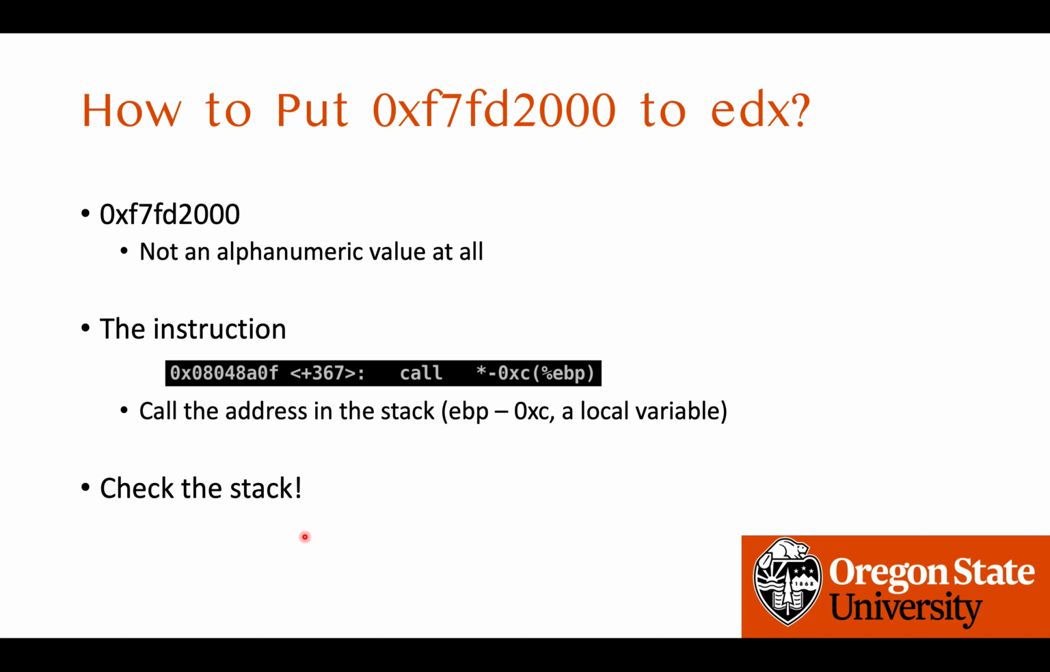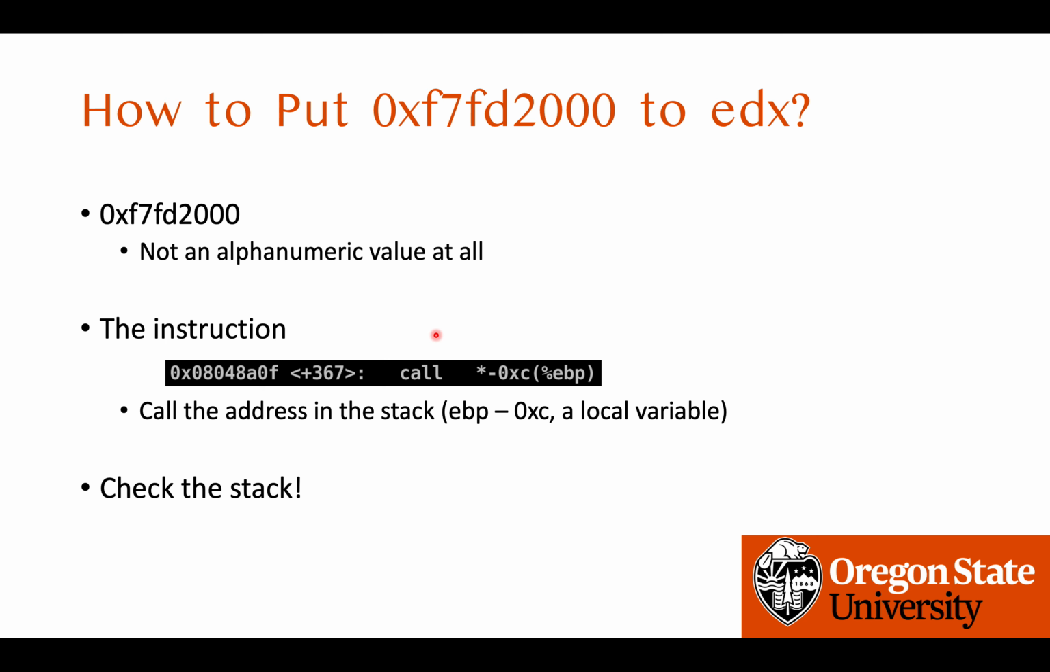Then it's also problematic because how can you put this address value to EDX? This is not an alphanumeric value at all, so we cannot push and pop or something like that. If we directly push these values, then F7FD and even 00 will be rejected from the alphanumeric shellcode.